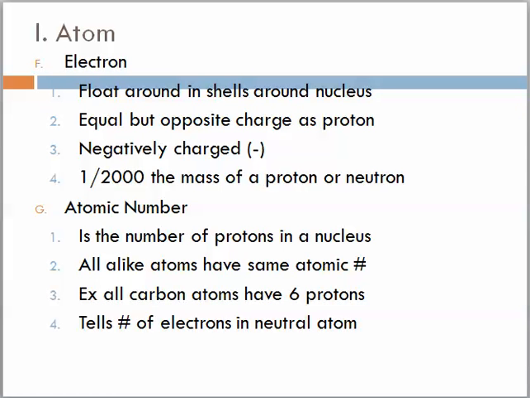On to the next topic here then, electrons. Electrons float around in shells around the nucleus. They're equal but the opposite charge as a proton. They are negatively charged, and they are 1/2000th the mass of a proton or neutron. So although they have the same charge, they don't have anywhere near the same amount of mass.